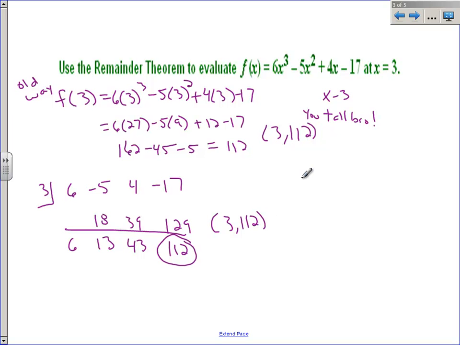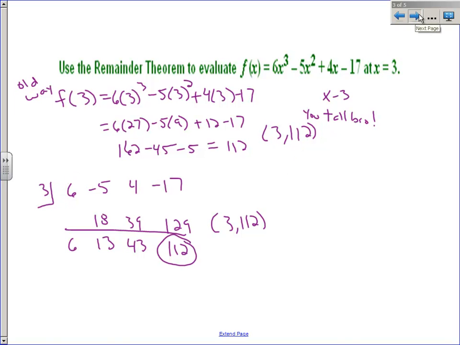And looky there, we got the exact same thing, and this is not as messy as that. So this is a really nice connection for us. Now for the most part, we're going to be wanting to get a remainder of 0 so that we know that we have a factor. But at least for now, this tells us the y-coordinate. So it's an easier way of finding y-coordinates.